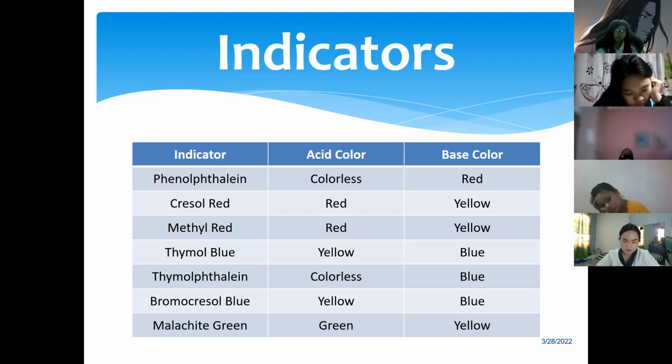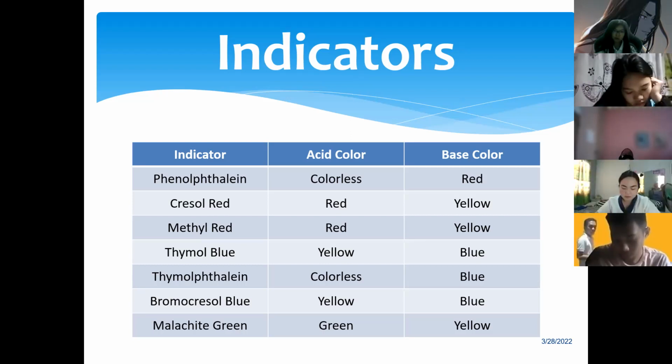Now, if you're going to ask me, ma'am, do we need to memorize this? Yes, you need to memorize the colors of the indicators depending on the environment. Now, how do you memorize this? Actually, it goes like this. The color in their name will be one of their colors, depending on the environment. And then always their partner is yellow.